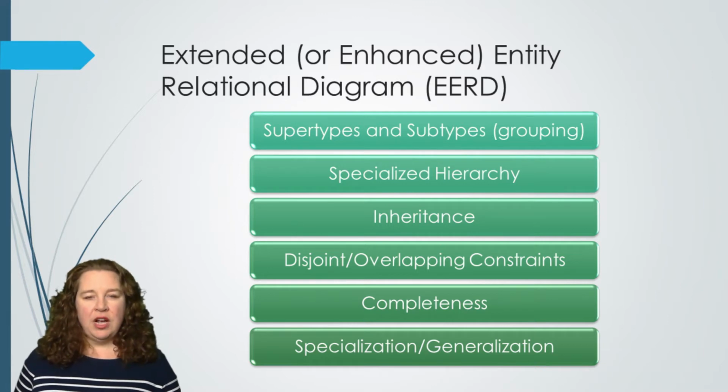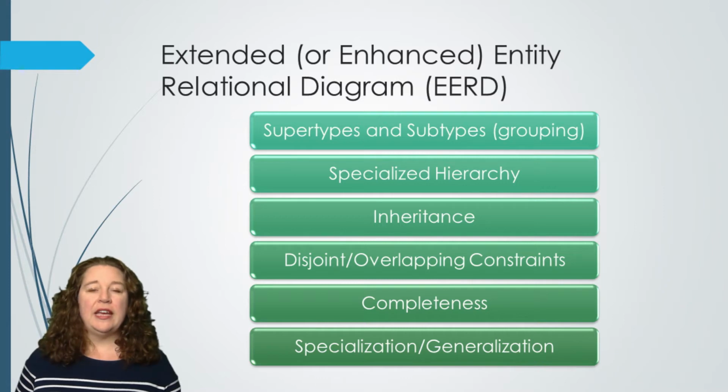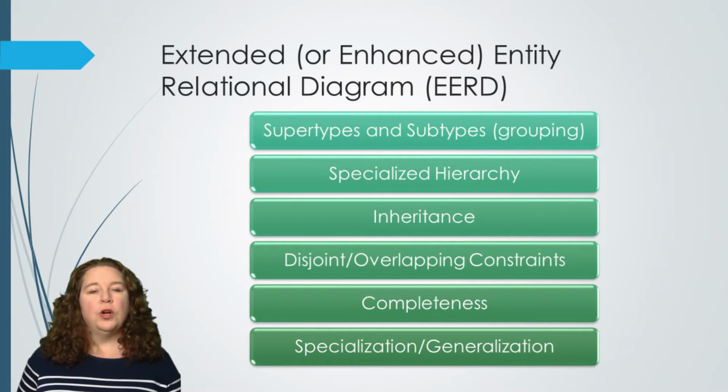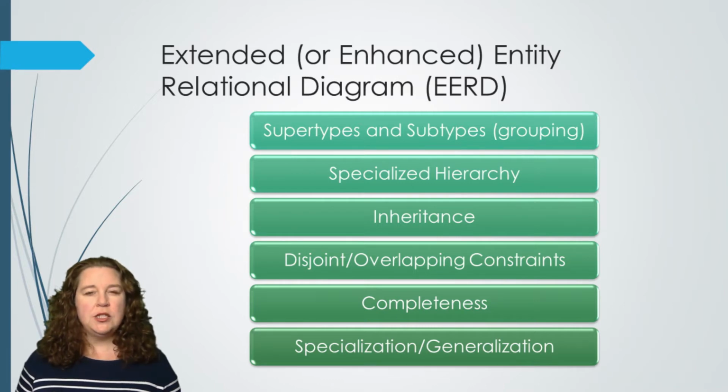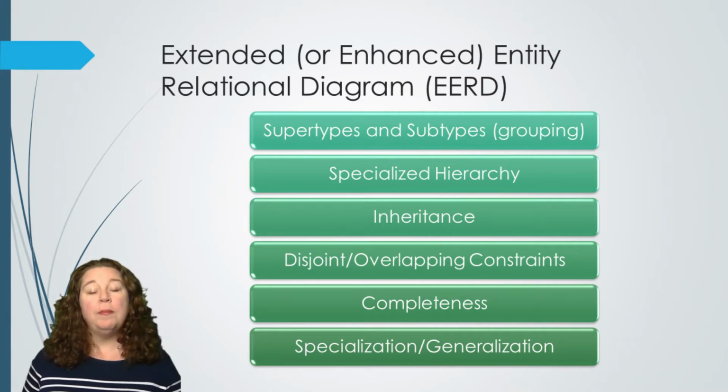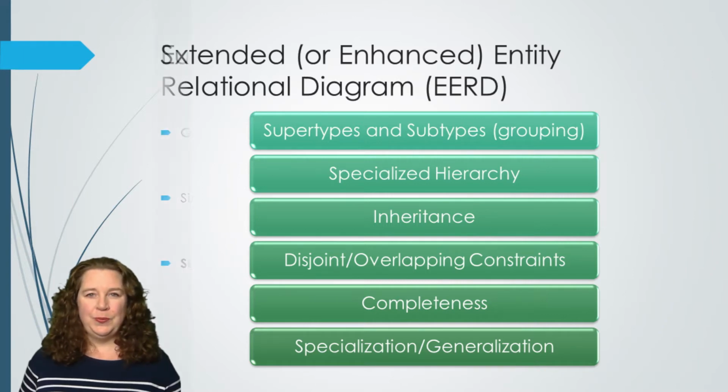We're going to be talking about a different hierarchy so that we can specialize our hierarchy to handle things like inheritance. We're going to be talking about constraints. We have disjoint and overlapping constraints, so we're going to talk about those. The concept of completeness and specialization versus generalization. And these are concepts that we'll go through one by one with different slides to help you to understand exactly how they reference in your ER diagram and how they're used.